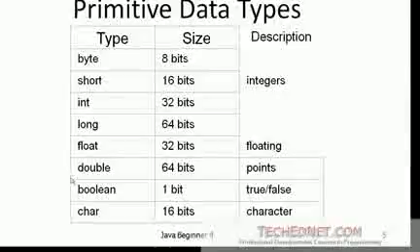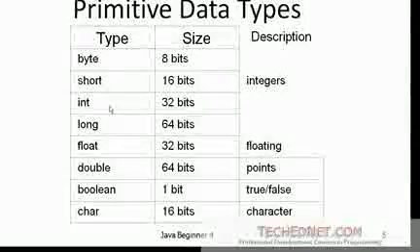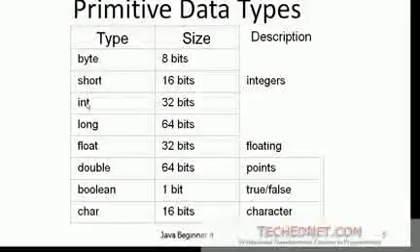For floating point types, you have float and double. In general, whenever you want to store a whole number, use an int type, the 32-bit int type. Whenever you want to store a floating point type, use a double type. And then you also have a boolean for a true false type situation and a char for a single character.